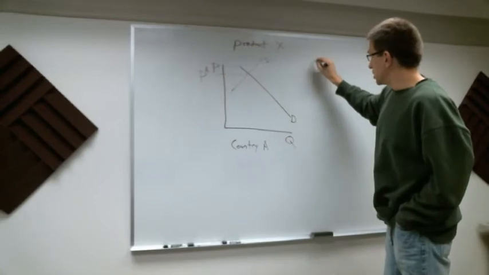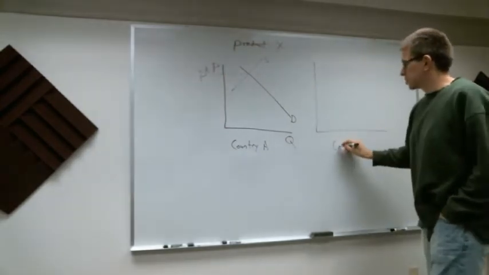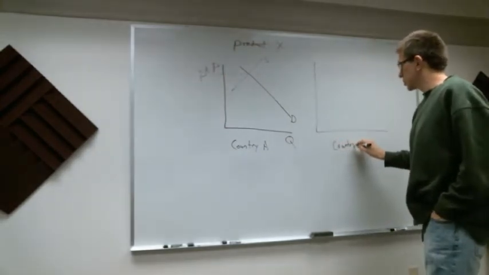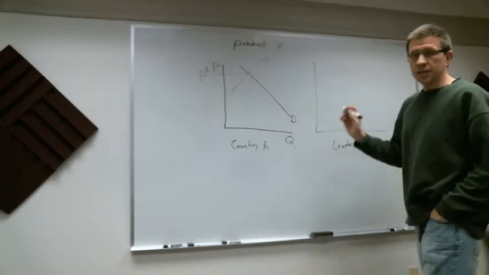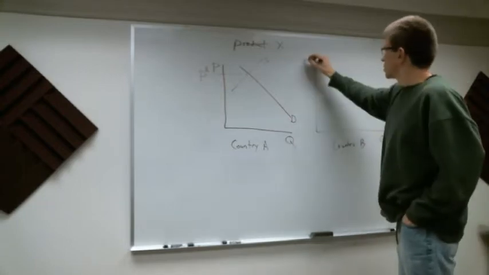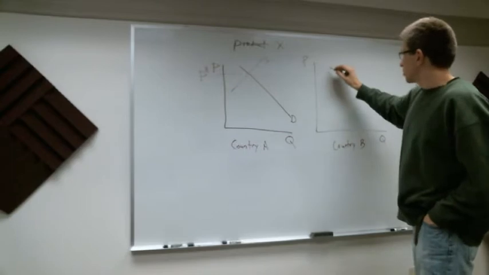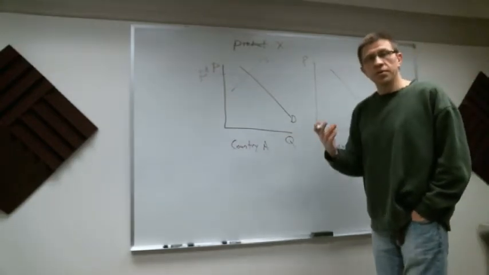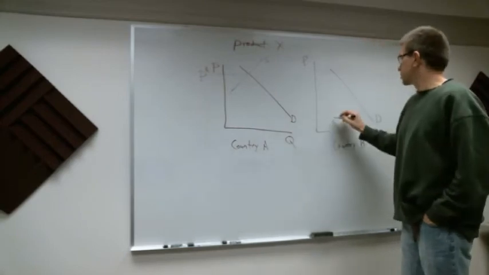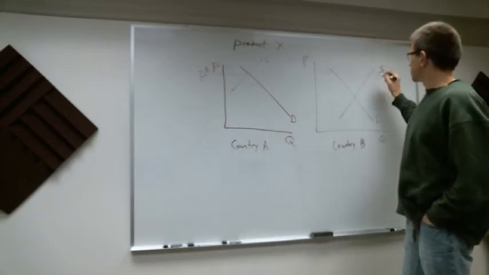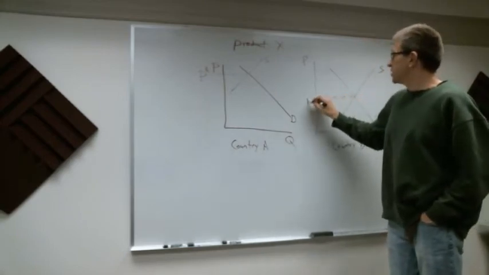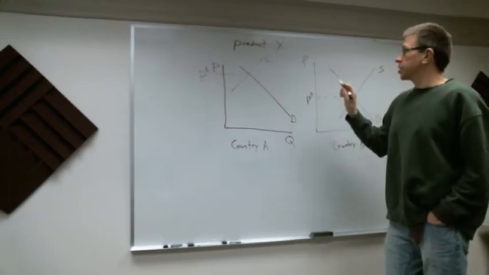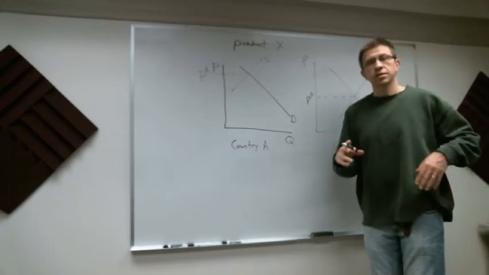Now country B is in a bit of a different situation here. Perhaps they also consume quite a bit of the product, but they're also efficient at supplying the product. This gives a different price for country B if there were no trade.